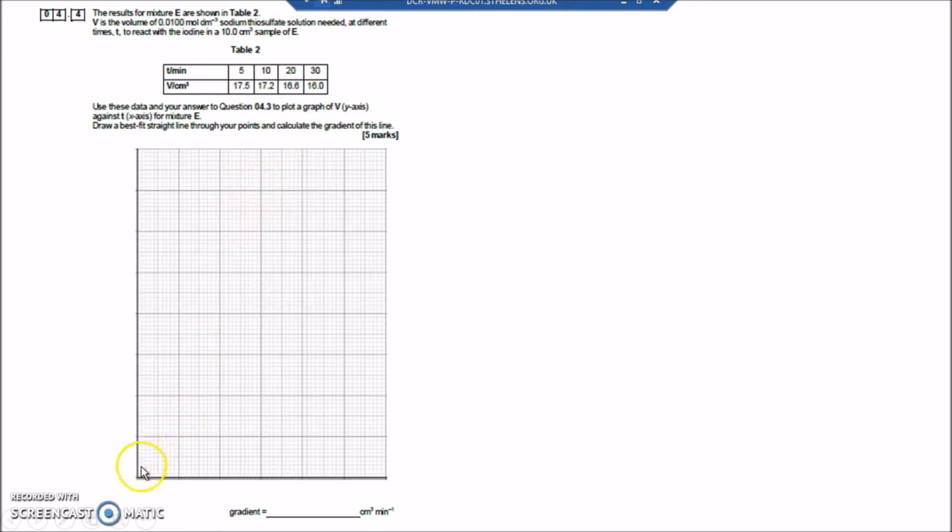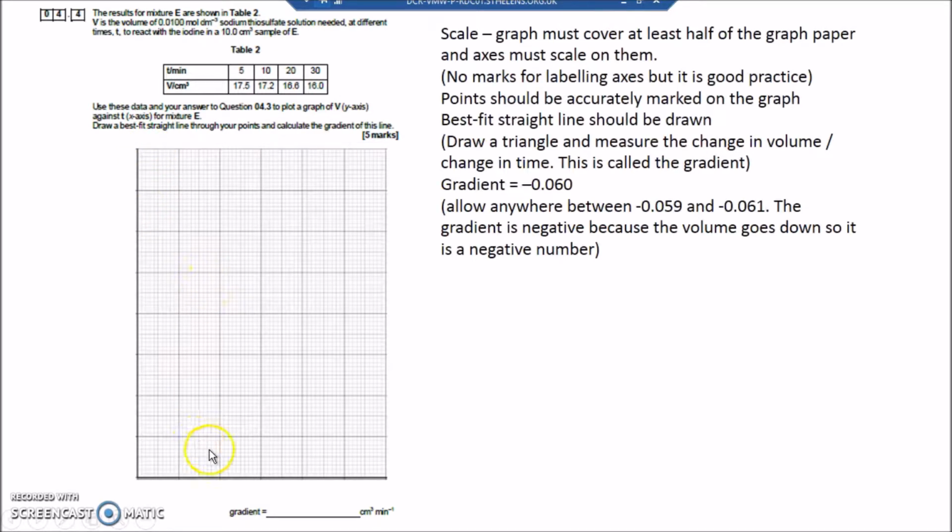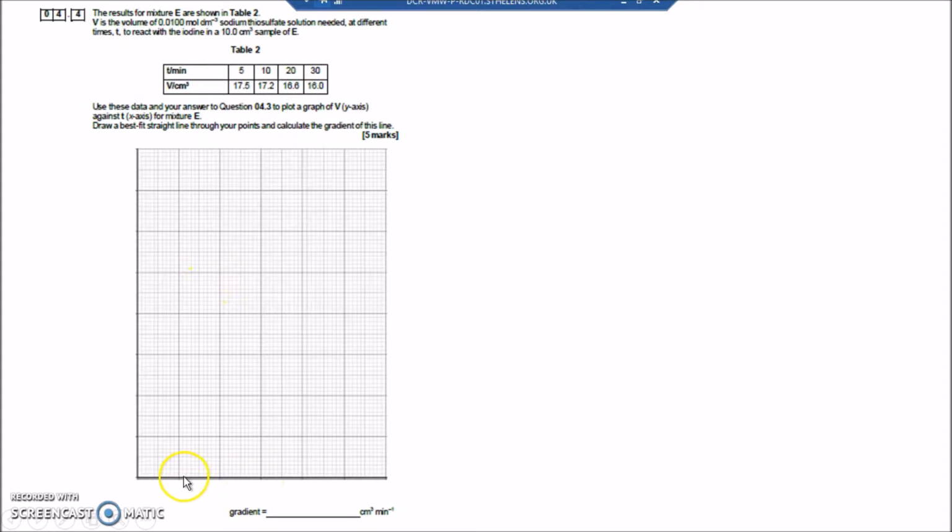Let's see how high that would take us. So we put a little break there like that and go 16, 16.1, 16.2, 16.3, 16.4, 16.5, 16.6, 16.7, 16.8, 16.9, 17, 17.1, 17.2, 17.3, 17.4 and 17.5 takes us perfectly to the top, and along the bottom I want to go up in 5s, so 0, 5, 10, 15, 20, 25, 30 along the bottom.